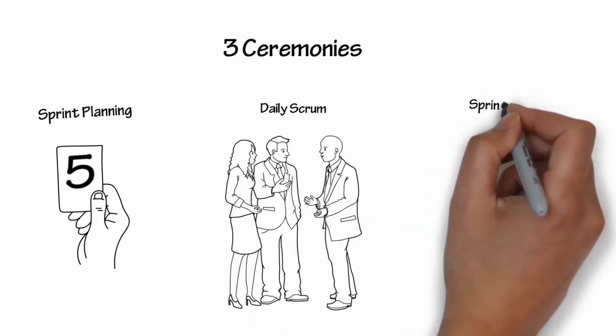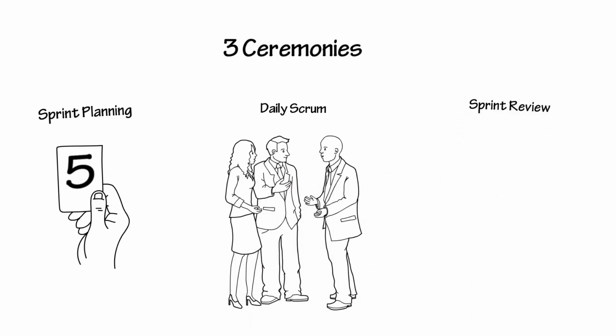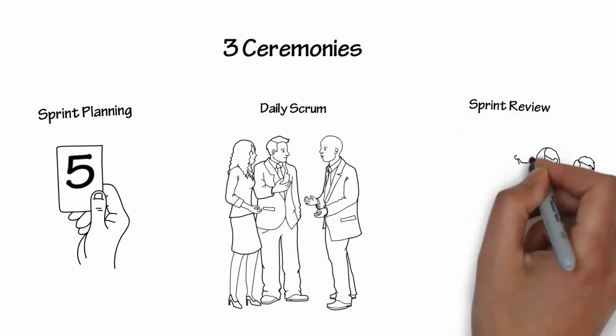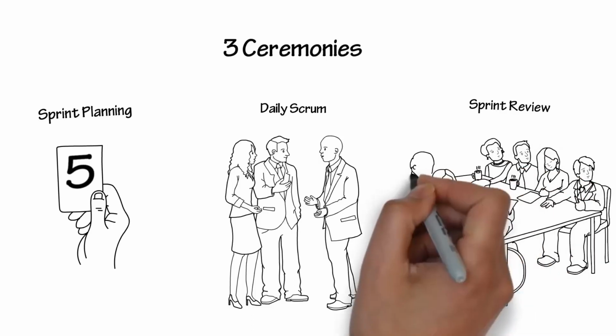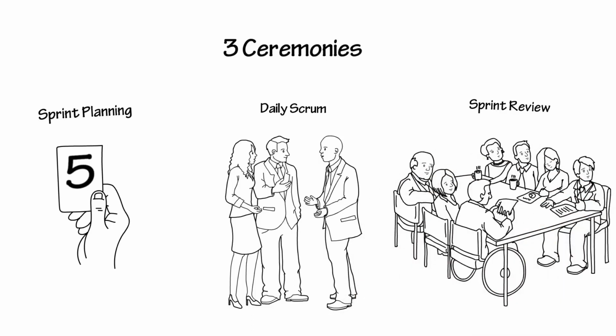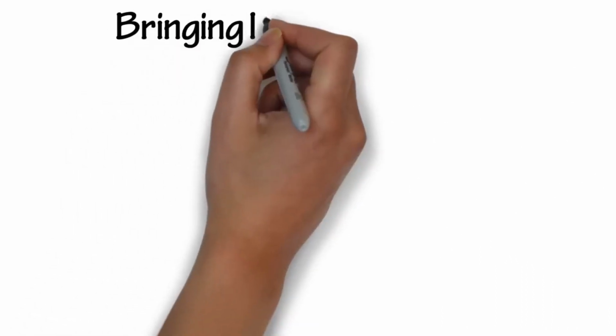The sprint review and retrospective occurs at the end of the sprint. This is where the team demonstrates the completed work to the product owner, and then the team discusses what they can do to improve the process going forward. Let's bring it all together and take a look at the Scrum workflow.